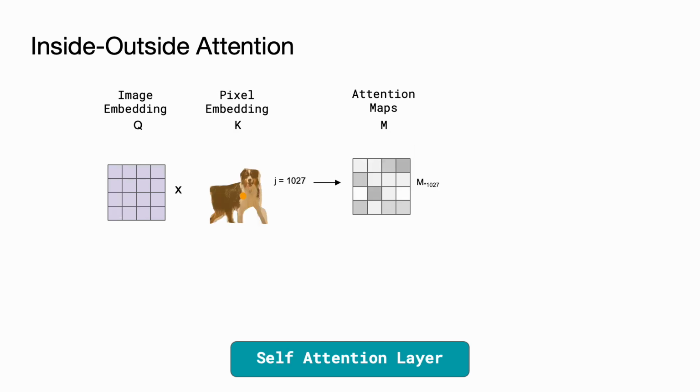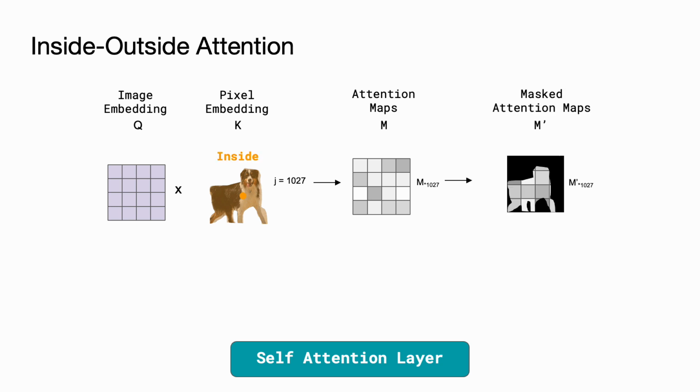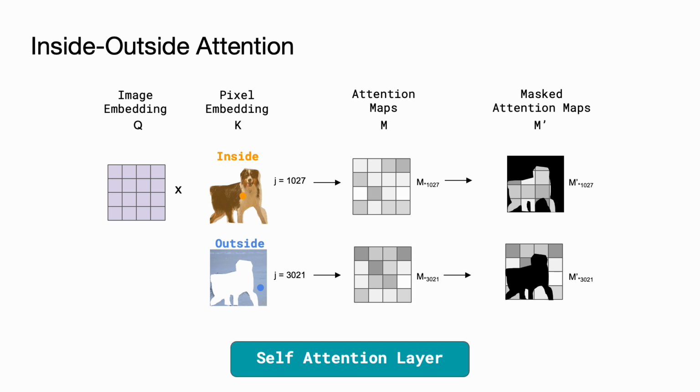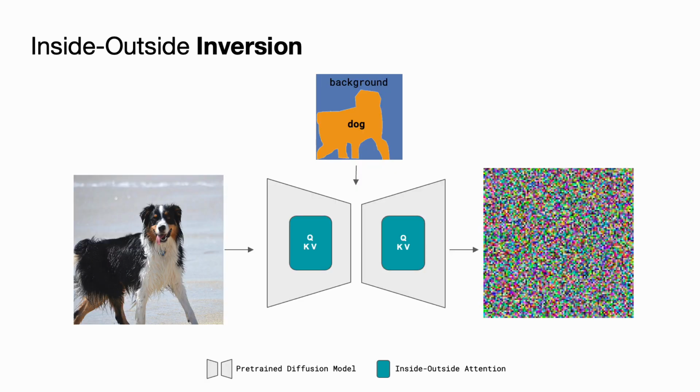We perform a similar operation in the self-attention layers, where instead of contextualizing with text token embeddings, we now use pixel embeddings. We again, for inside pixels, or those within the object, multiply the self-attention map with the object mask. For outside pixels, or those in the background, we multiply with the inverted object mask. We apply this attention constraint during both the inversion and generation process.